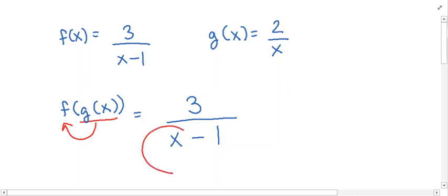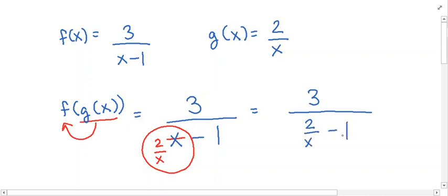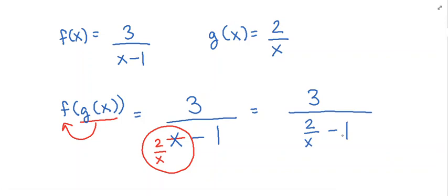So you're going to find your x value, circle it, just the x. Everywhere you see an x, you're going to replace it with g of x. Okay, g of x is 2 over x. So let's write this out. This is going to be 3 in the numerator. The denominator is going to be 2 over x minus 1. Now we are going to have to simplify this. This is something called a complex fraction. It is a fraction within a fraction. So we need to simplify this so that it's just a normal fraction. You don't have a fraction inside of another fraction.